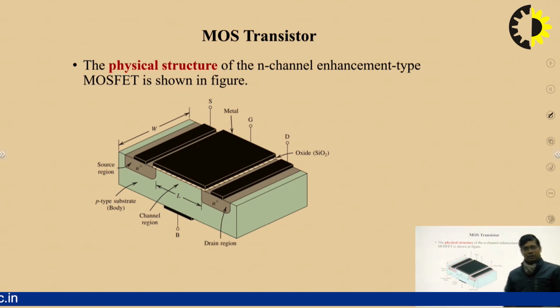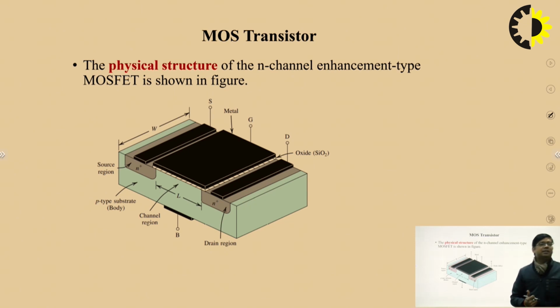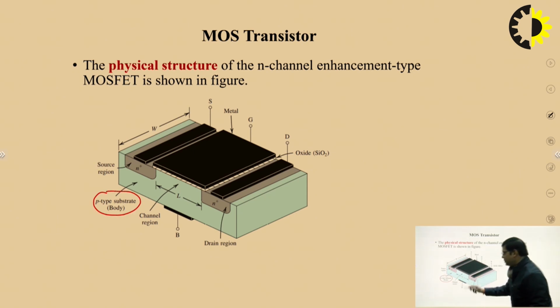Okay, so in the figure here we can see the physical structure of an N-channel enhancement type MOSFET. Here we can see that the substrate that we have used is a P-type substrate, and the source and drain regions are N-type. The substrate is also known as body, and N-type doping is done in the source and drain regions.